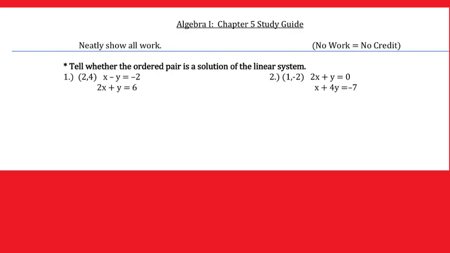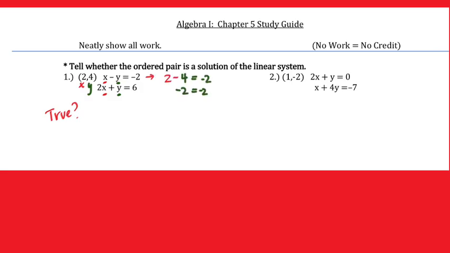On 1 and 2, we're asked to see if that ordered pair is a solution. So every equation has an x and y value, and if it makes a true statement, then we know it is a solution on the line. So on number 1, if x is 2 and y is 4, and in the second one, same thing, we have to see if it's true or not.